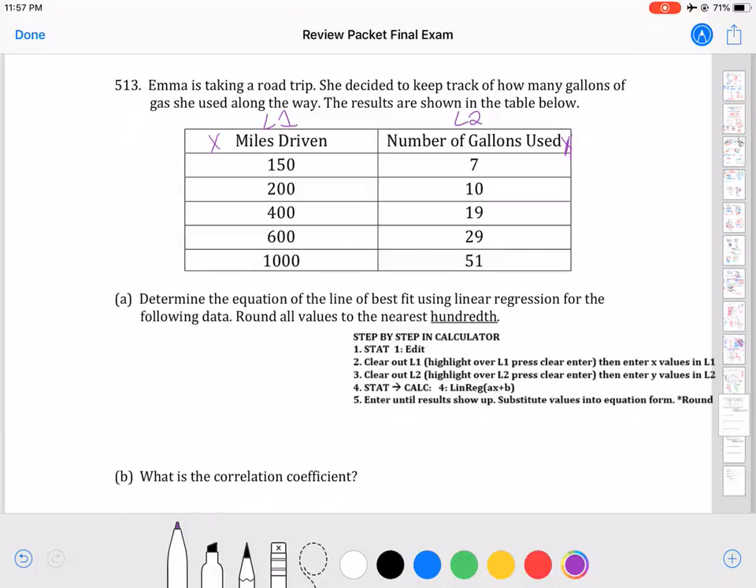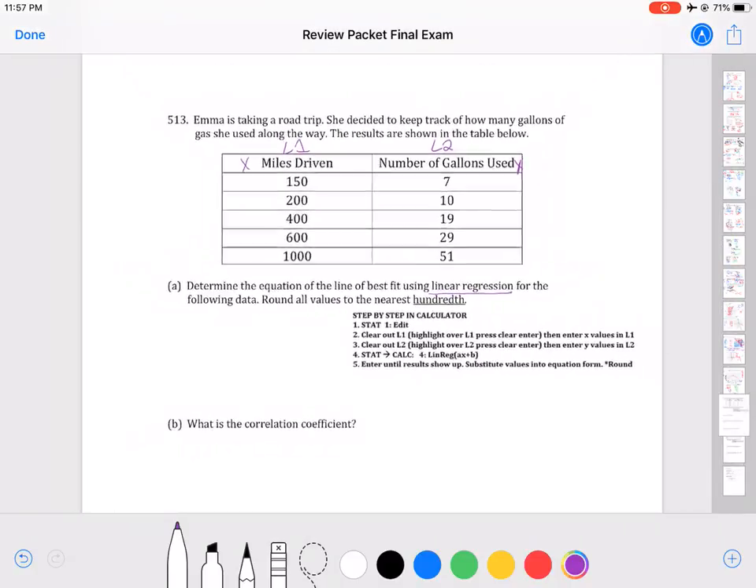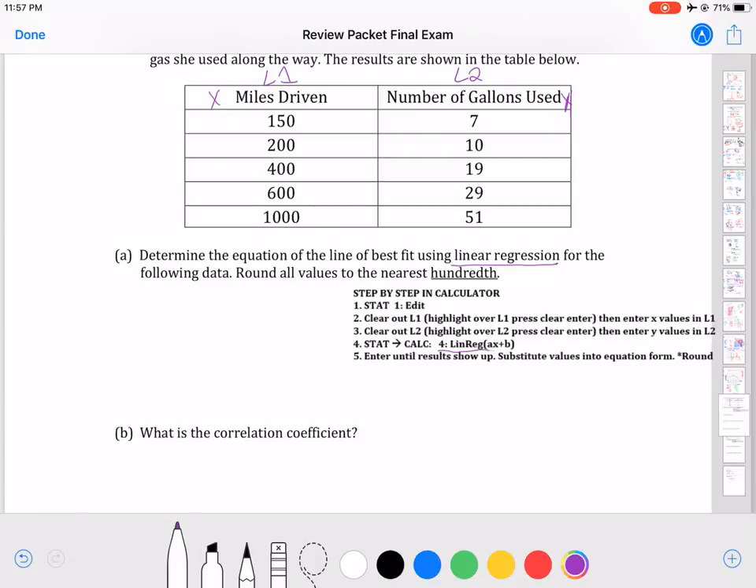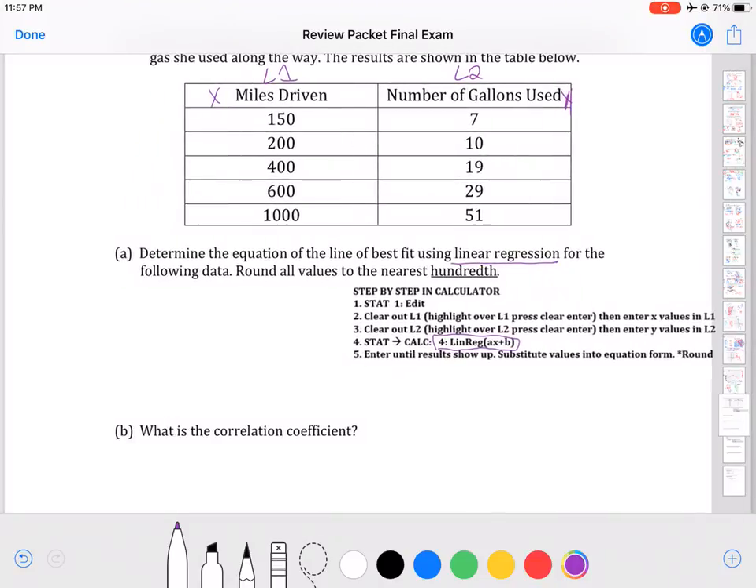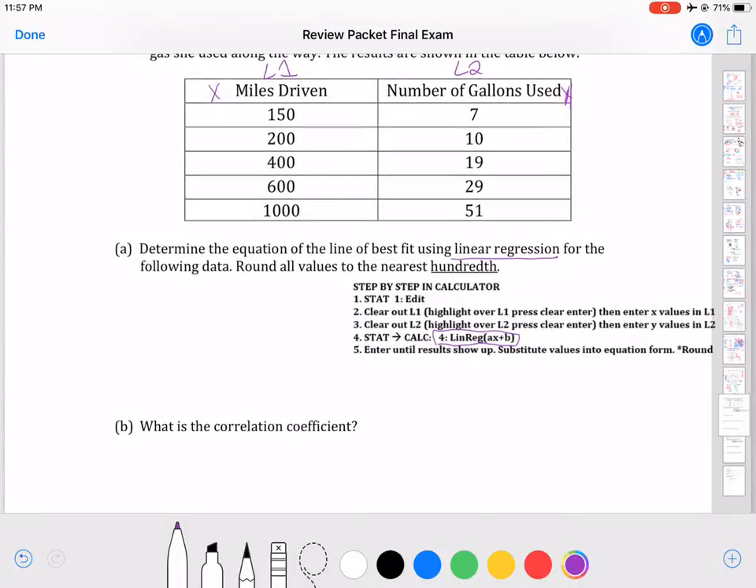So it says for part A, determine the equation of the line of best fit using linear regression for the following data. We haven't done linear regression in a while, but it's essentially mostly the same steps except for this one right here as exponential regression. So step 1 is to press the stat button and then press enter for edit. You're going to clear out your list by highlighting over L1, hitting clear enter, highlighting over L2, hitting clear enter. And then once those are all cleared out, you have a completely blank screen. You're going to type your x values into L1 and you're going to type your y values into L2. Okay, so take a second to do that. Pause the screen if you need to. I'm going to move on to the next step.